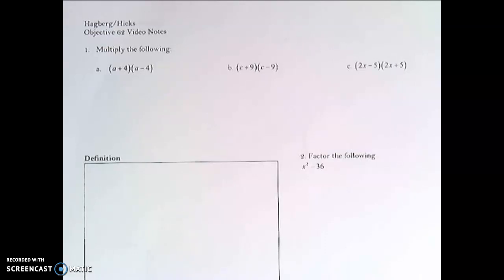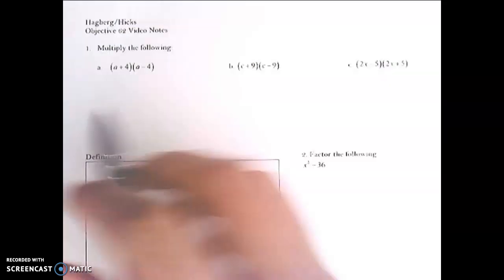Alright, here we go with objective 62, which is factoring difference of squares. This is going to be our last objective for the unit that talks about factoring, and then we'll move on to solving. So here, let's start off with a review.